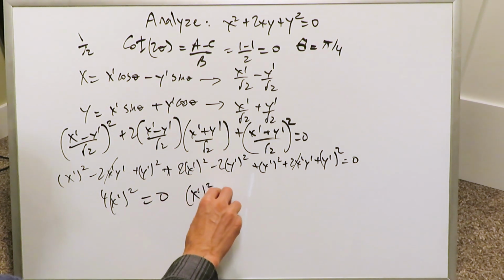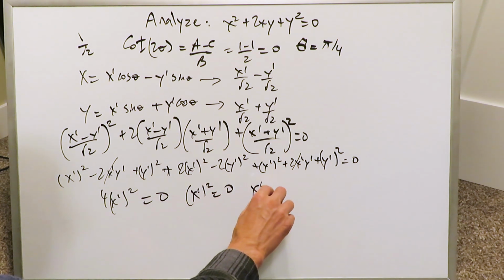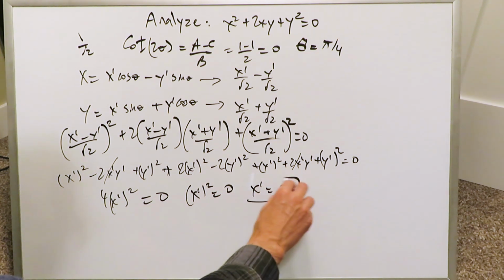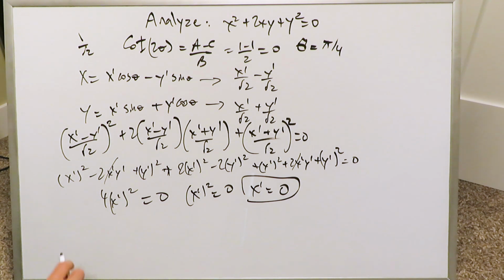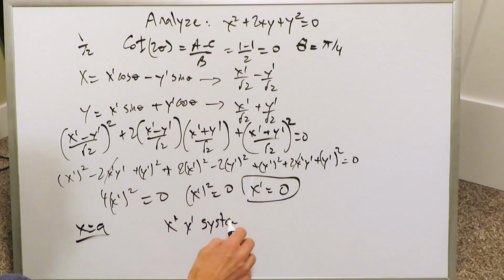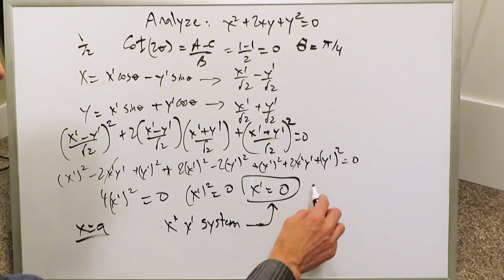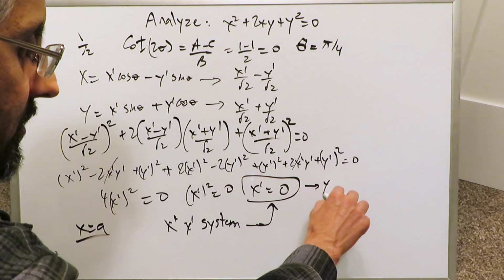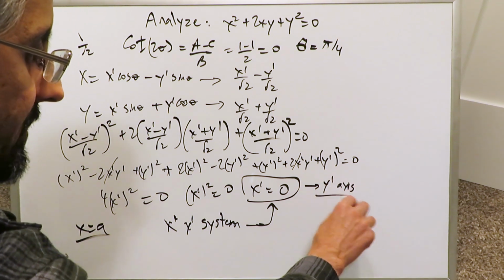x prime whole square is equal to 0 and x prime is equal to 0. What does this look like to you? It looks like nothing more than an x equals a type of vertical line, but on the x prime y prime system. In the x prime y prime system, I have a certain conic, which happens to be a line, and that line is right here. But that line here very well represents an axis, your y axis, but this right here will represent your y prime axis. And why will that be the case?